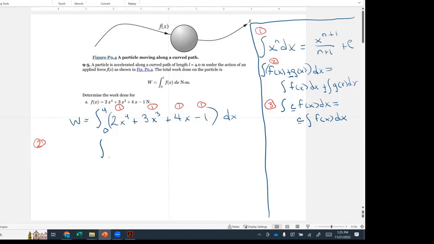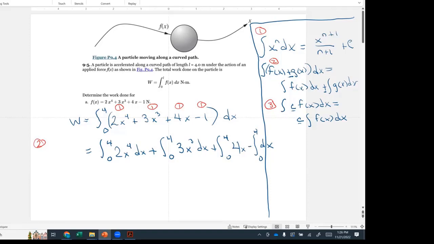I'm going to do step 2 now as an actual step, which means that I'm going to take this integral from 0 to 4 of 2x to the 4th dx plus the integral of 0 to 4 of 3x cubed dx plus the integral from 0 to 4 of 4x dx minus the integral from 0 to 4 of just 1 dx, or you can just write dx. So that's using number 2. I just separated them into separate integrals.